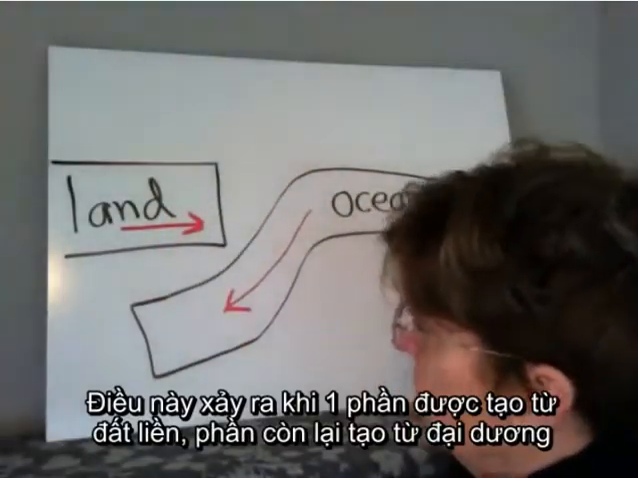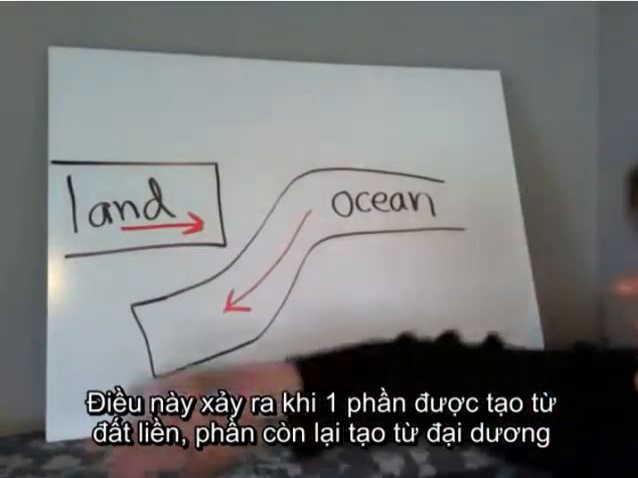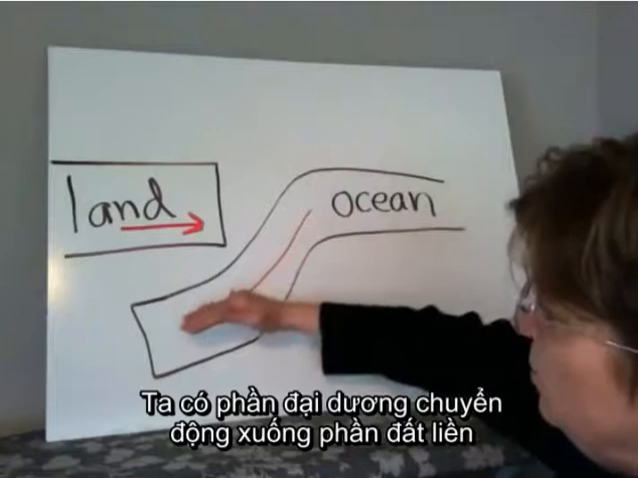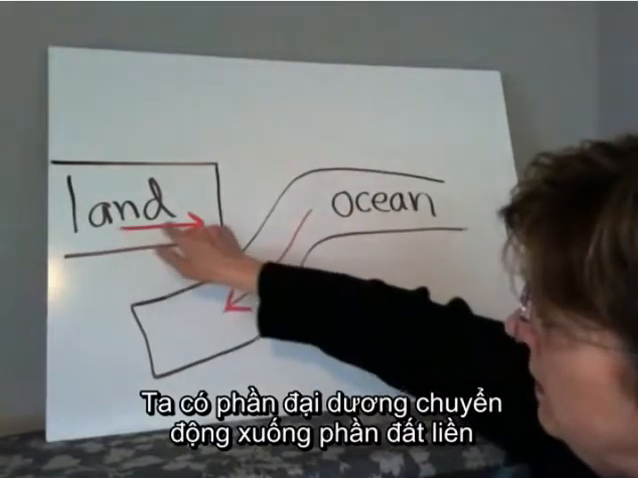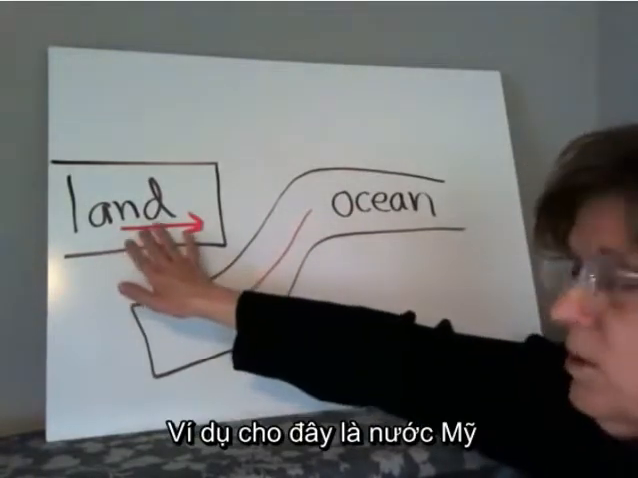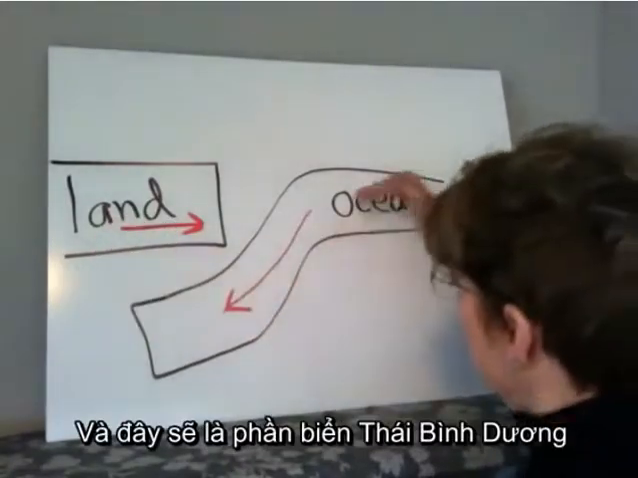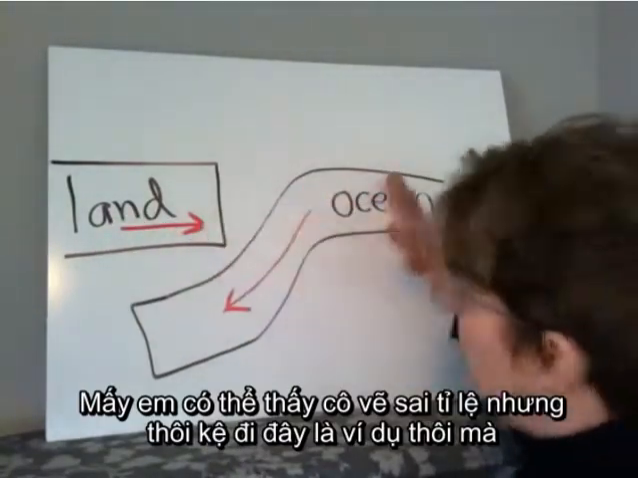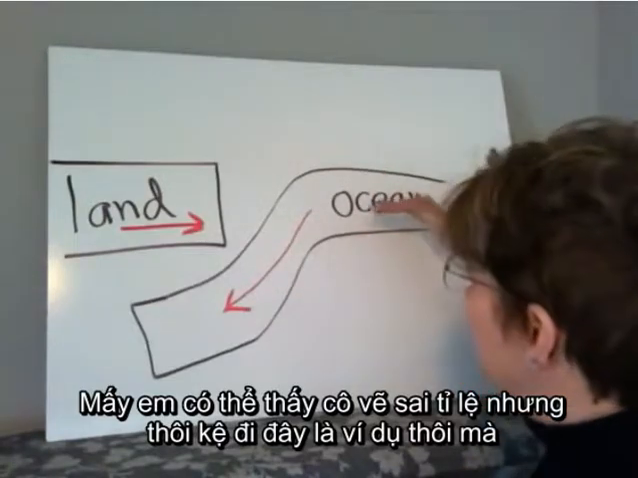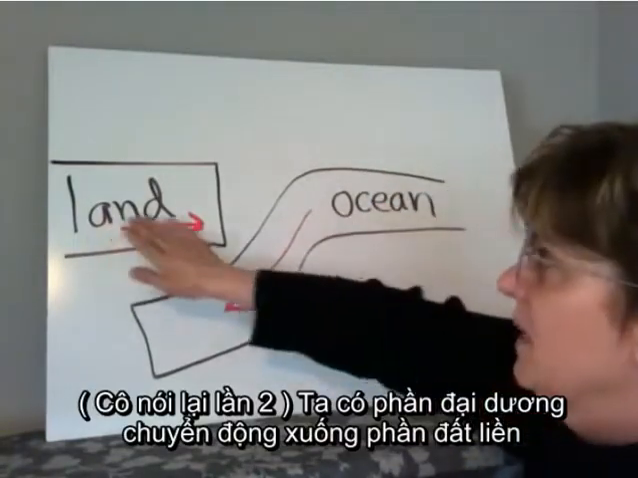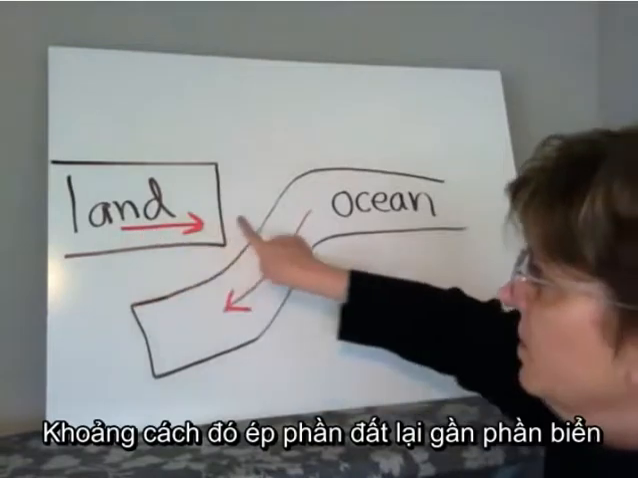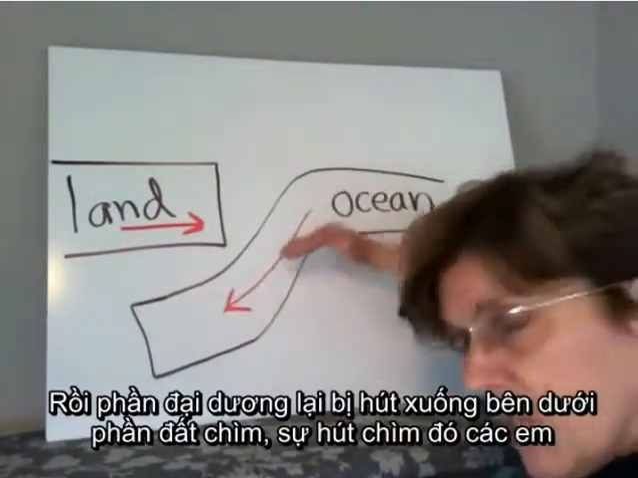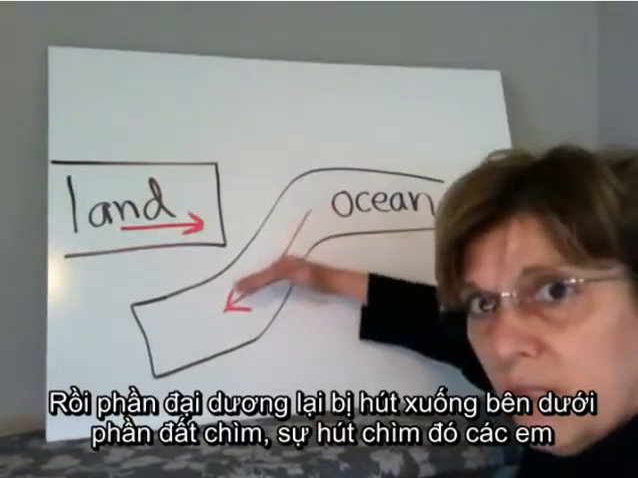This happens when one plate is made of land and the other plate is made of ocean. We have the ocean plate subducting, or moving underneath, the land plate. This could be the west coast of the United States, say, and then this would be the Pacific Ocean. They're on the wrong sides, however, but it's just an example. So we have an ocean plate sliding underneath a land plate. You notice the arrow is pushing the land towards the ocean, and the ocean is being pushed towards the land. It's being pushed underneath the land. Subduction.